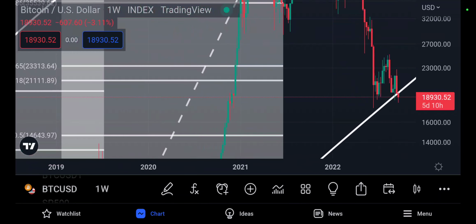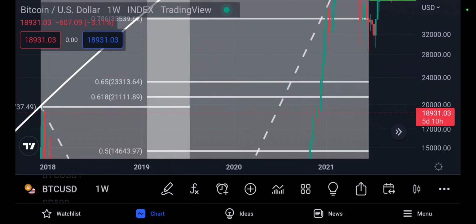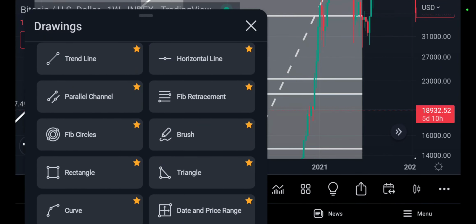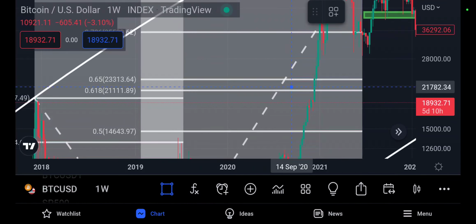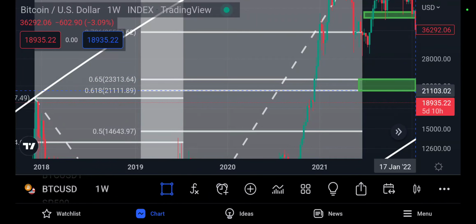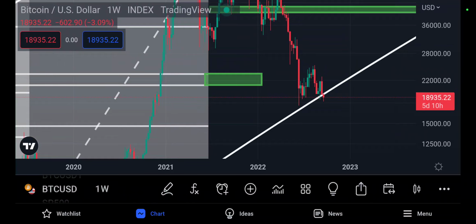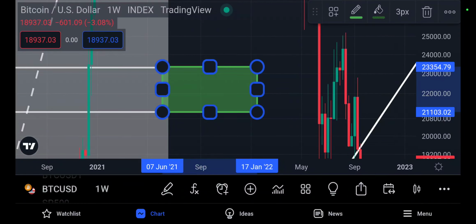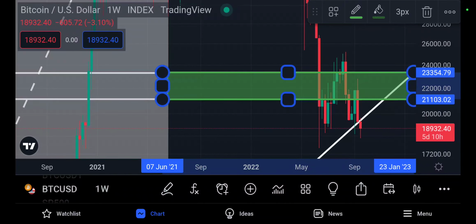And look at this. The 0.618 Fibonacci says $21,111. We've hit the bottom. I'm calling it right now. We hit the bottom, even though we are currently underneath the 0.618 Fibonacci. Doesn't mean anything. That's just a bonus for you to get in the markets. Stop being scared and get into the markets.